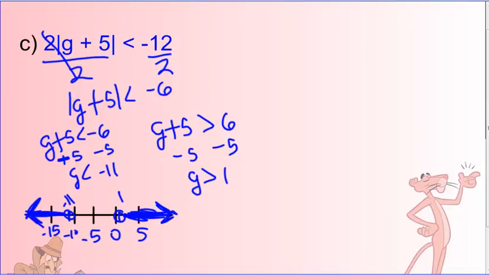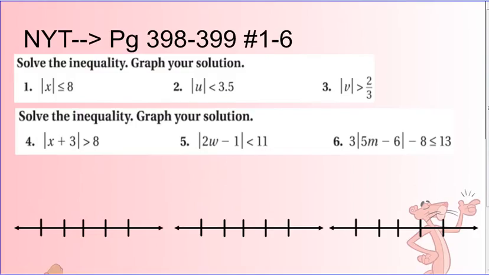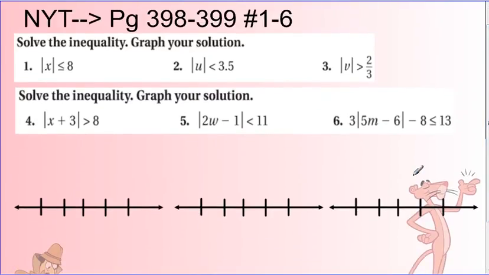I have 6 problems for you to try out of the textbook. So these are numbers 1 through 6 on pages 398 through 399. Go ahead, pause the video, take your time, really try these problems. When you're ready to continue, hit play and we will go through them together.